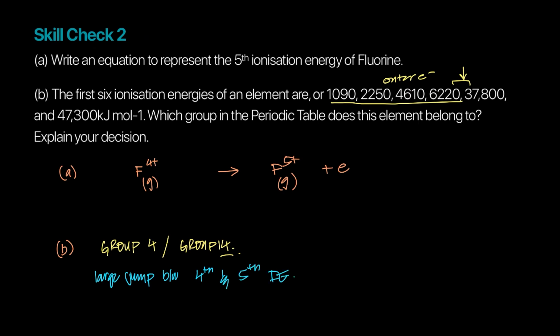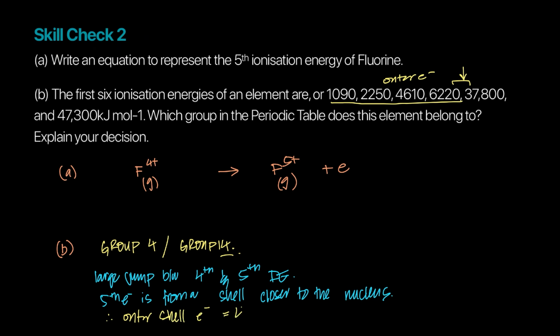What does that mean? It means that the 5th electron is from a shell closer to the nucleus, which means, therefore, that the outer shell electrons equal 4. Therefore, group number 4. Yeah?